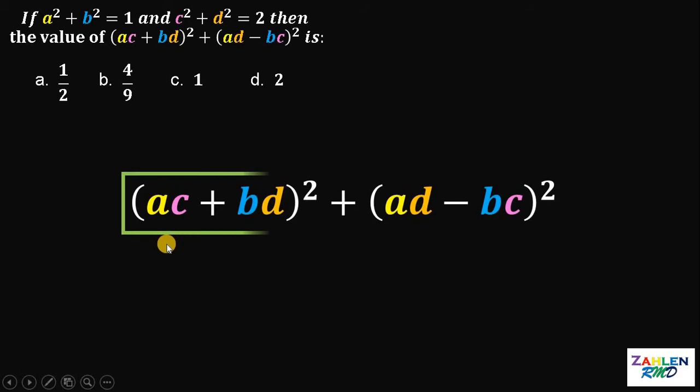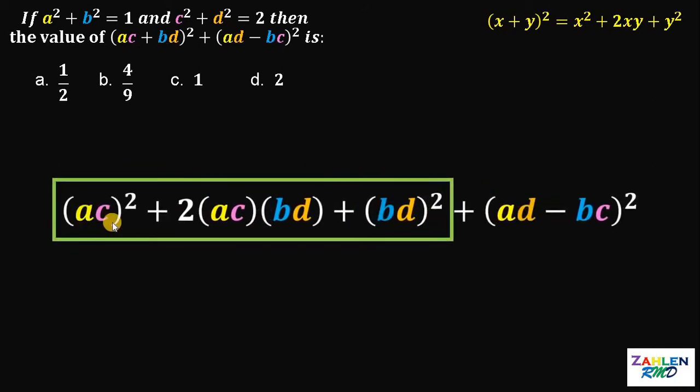So, what will happen if we expand this expression, (ac plus bd) squared? To expand this, we will use this identity. If we have (x plus y) squared, that is equivalent to x squared plus 2xy plus y squared. Therefore, this expression can be written as (ac) squared plus 2 times ac times bd plus (bd) squared.